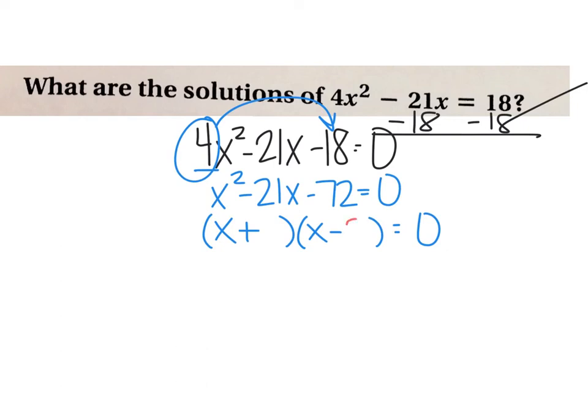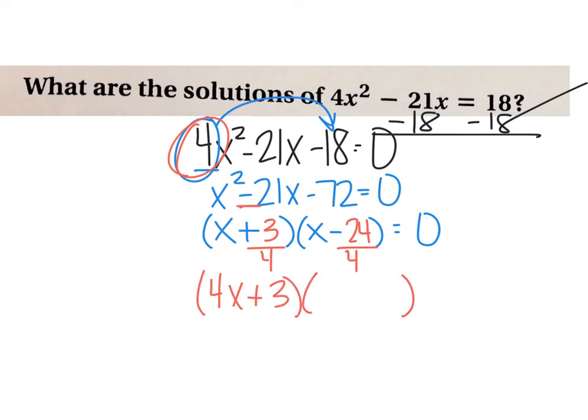So it's going to be -24, because the middle number is negative, and +3. Now you divide by 4. Reduce if possible. On the first factor you can't reduce, so you bottoms up. Second factor you can reduce. 24 divided by 4 is 6. So we set it equal to 0 because we're trying to solve an equation.